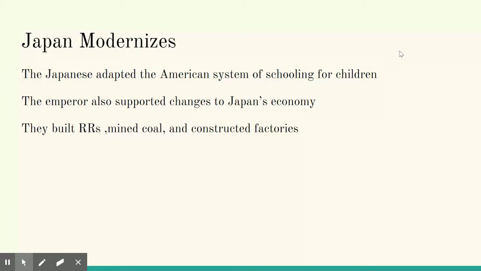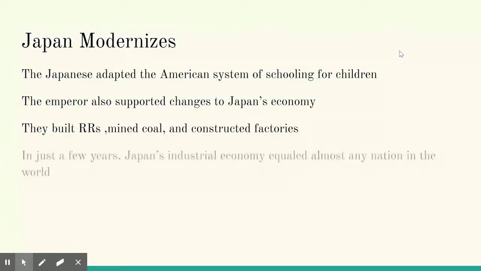One of the things they did was they tried to improve their infrastructure by building railroads. They began mining coal, of course, for their factories. And from there on in, Japan's industry is going to take off. In just a few years, Japan's industrial economy equaled almost any nation in the entire world.